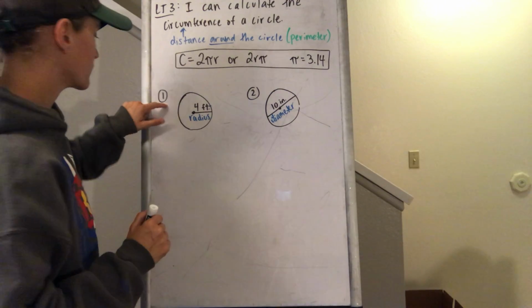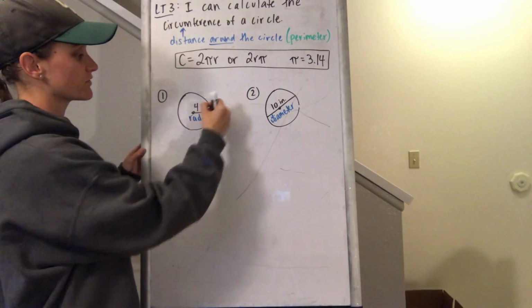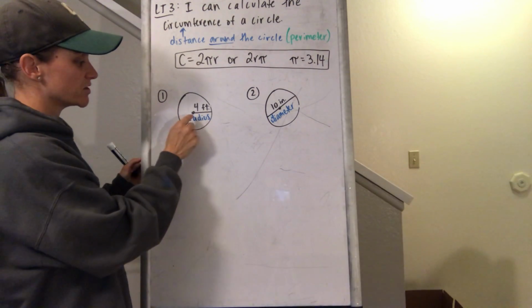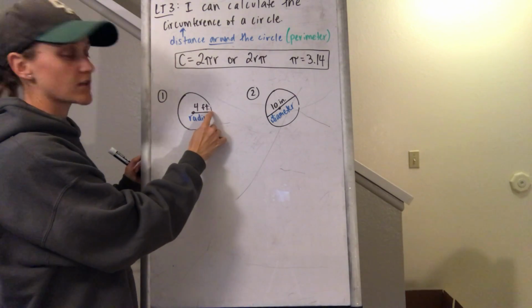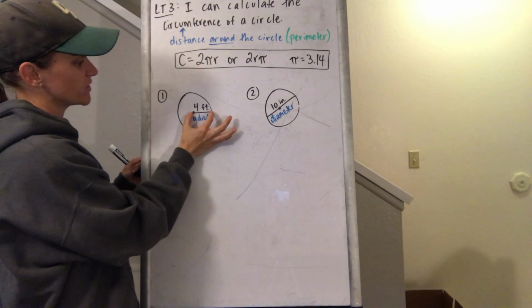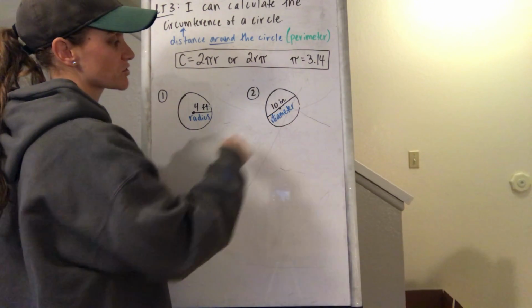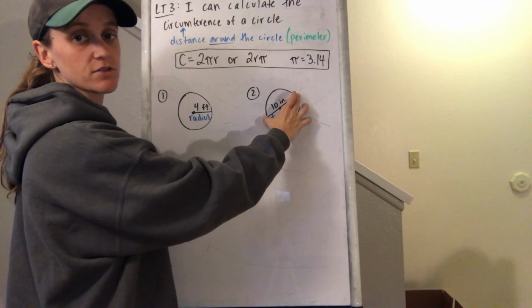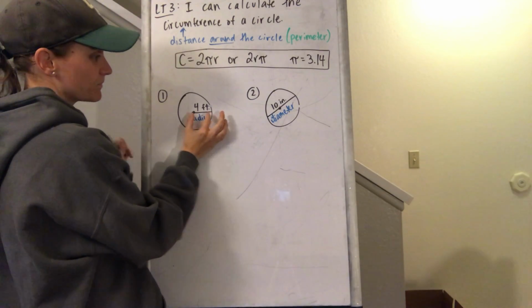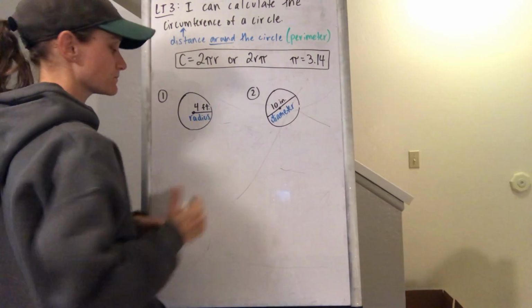Okay, so our first problem, we have a circle, and it has a radius of 4. Remember that the radius means it goes from the center of the circle to the outside edge. So the radius is when it's only half of it. And then over here, they give us the diameter. Diameter goes through the middle, from one side to the other side. So radius is half, and then diameter would be the whole thing.